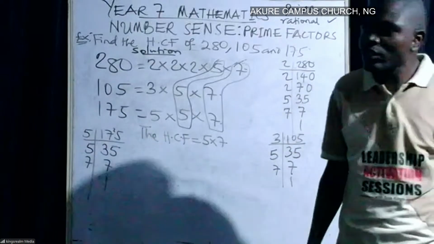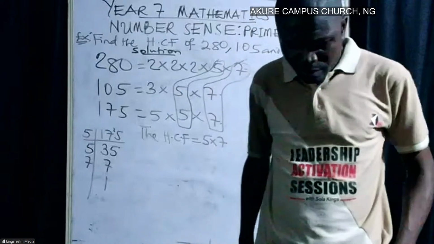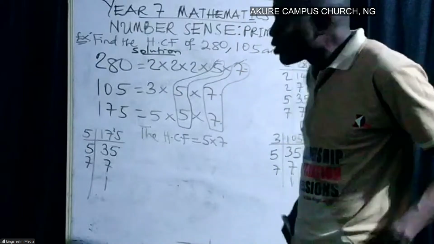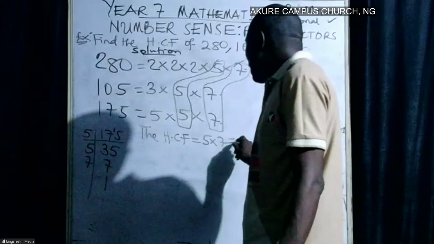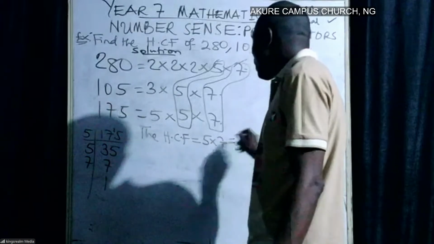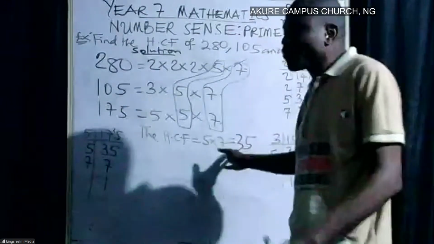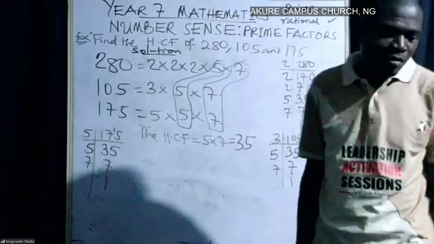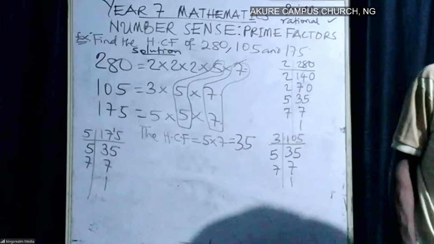Yes, David. You know how 35 is in all of them? Yes, 7. You can also write it as 35. So you can say the HCF is 35. That is 5 times 7, 5 and 7, which is 35. So you can write it like that.